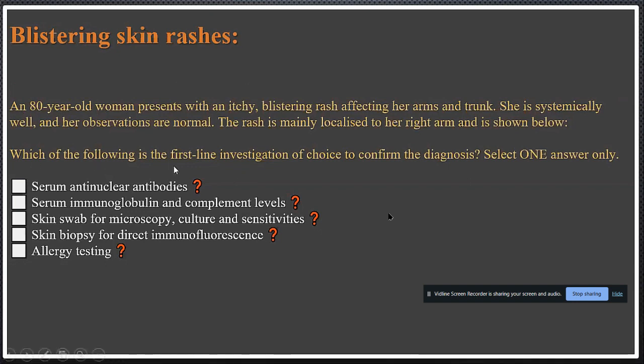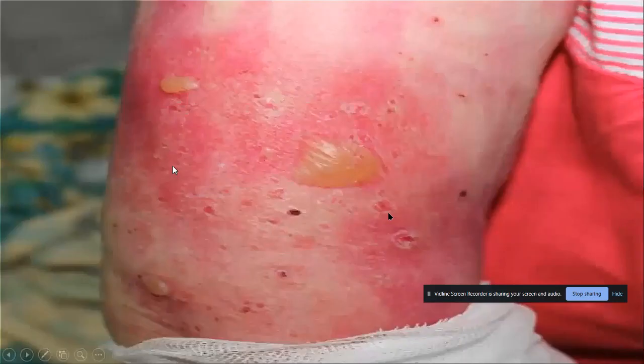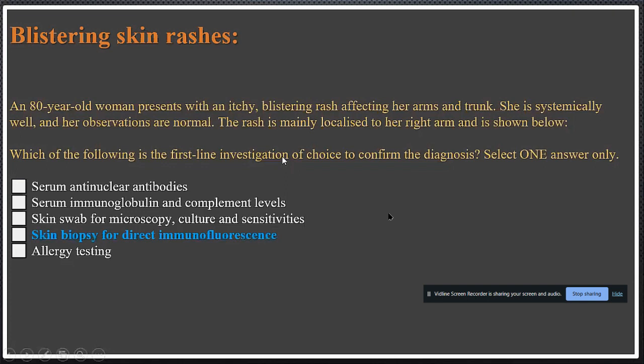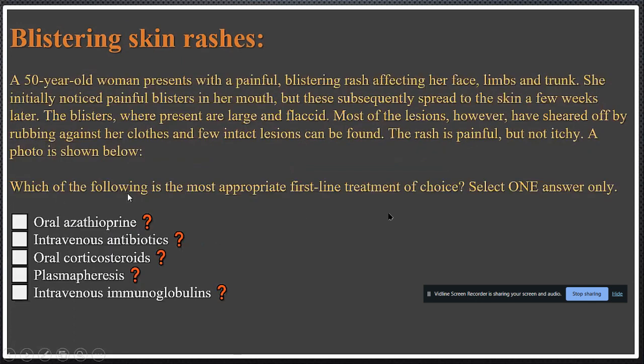Option D, I think, for direct immunofluorescence. What is the diagnosis? Bullous pemphigus. Skin biopsy, for direct immunofluorescence methods. Yes. Okay, you have to take a skin biopsy. Which of the following is the most appropriate first line treatment?